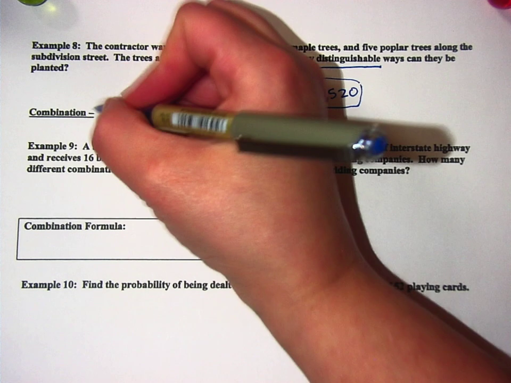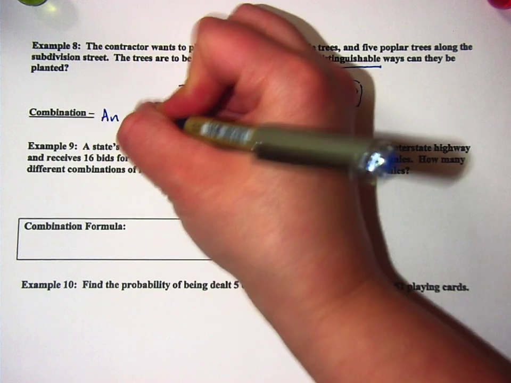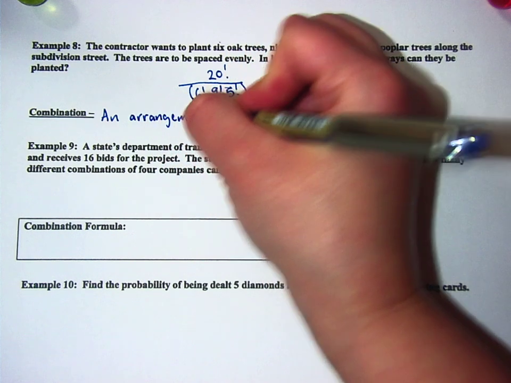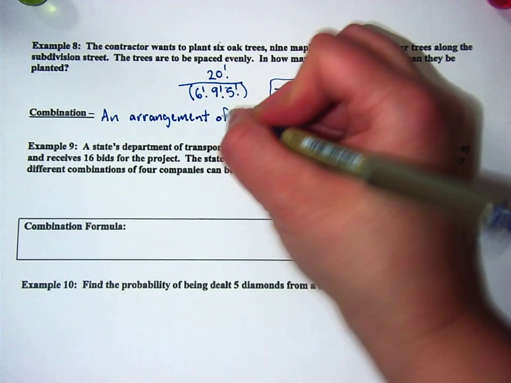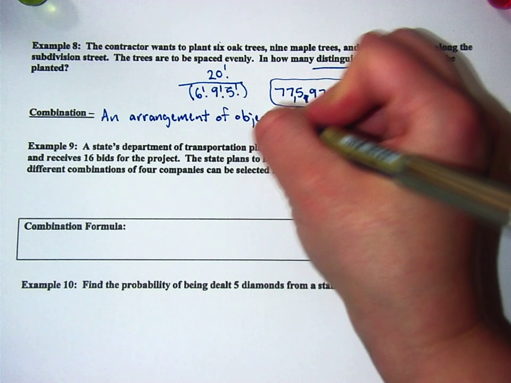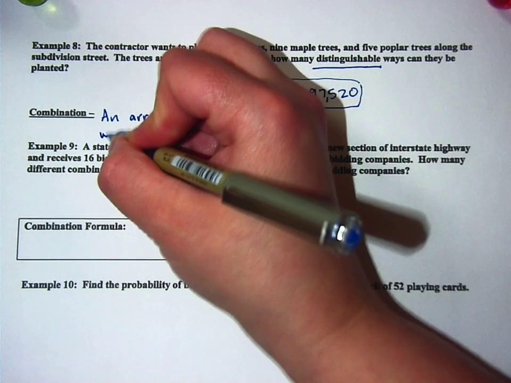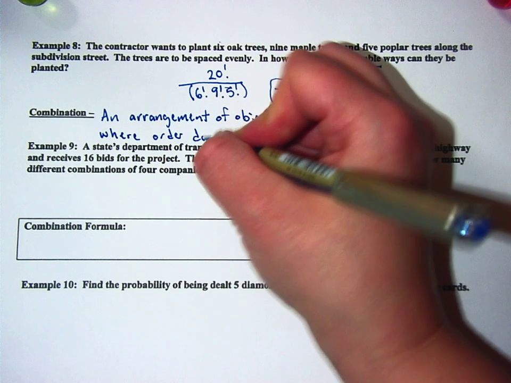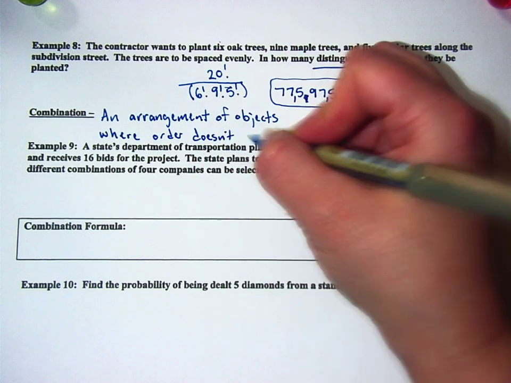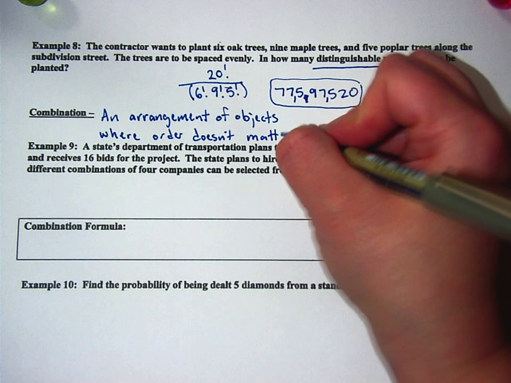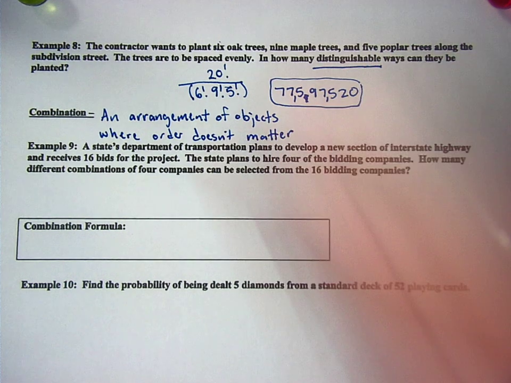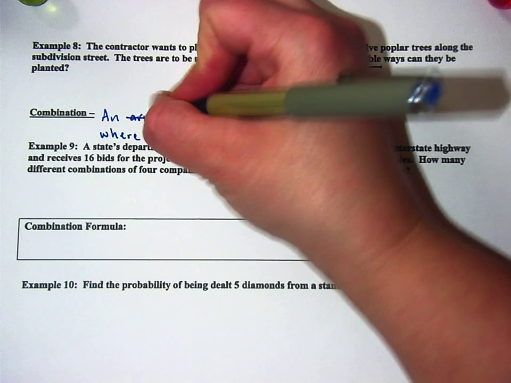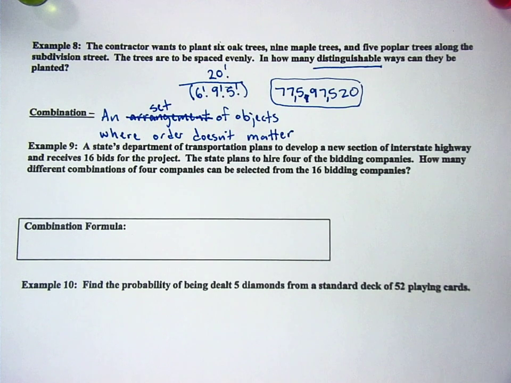Objects. So we'll write an arrangement, objects, people, whatever, where order doesn't matter. All that matters is what we get. It doesn't matter, maybe even arrangement is a bad word there. A set of objects where order doesn't matter.